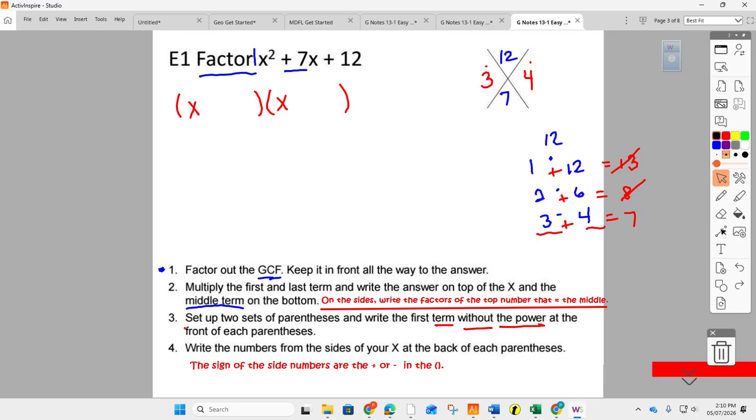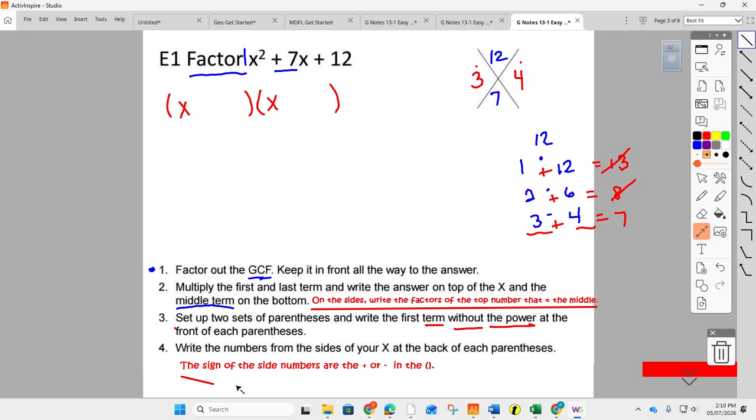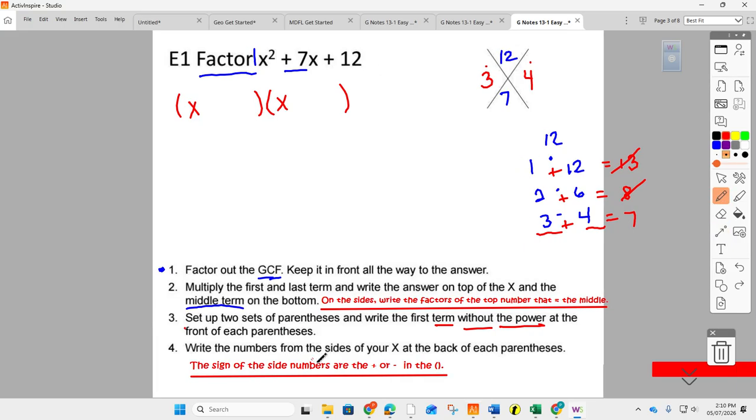So you do need to put this in your notes, so you can pause the video and copy that in your notes and then pick it back up. I'm going to go ahead and keep going. So it says write the numbers from the sides of your x at the back of each parentheses. Well, 3 is positive 3, so that's plus 3. 4 is positive 4, so that's plus 4. So x plus 3 and x plus 4 are factors of this trinomial they gave us.